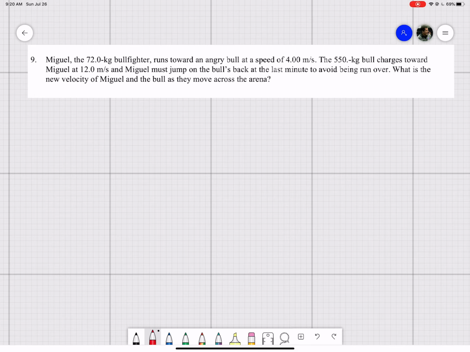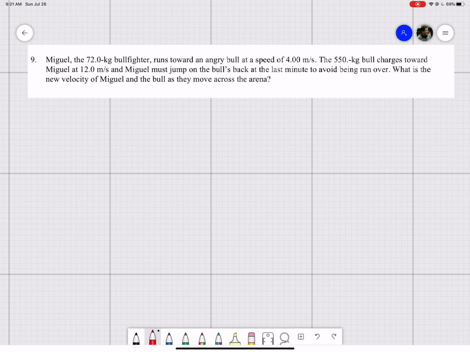So we have Miguel and the bullfighter. Miguel is the bullfighter, and he is going to be running towards a bull. All right, so let's figure out what's going on. Let's draw some pictures. Momentum problems really do use pictures, which can be very helpful.